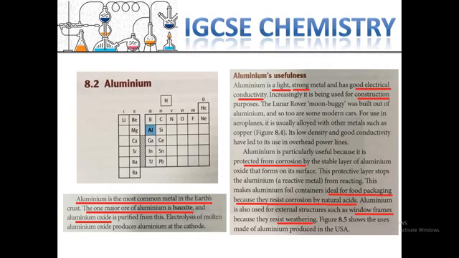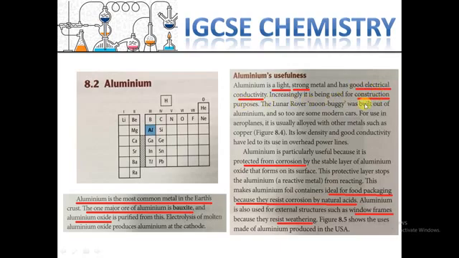One major ore of aluminium is bauxite, and aluminium oxide is purified from this ore. And let's look at some usefulness of aluminium. Aluminium is light, a strong metal, and has good enough electrical conductivity.